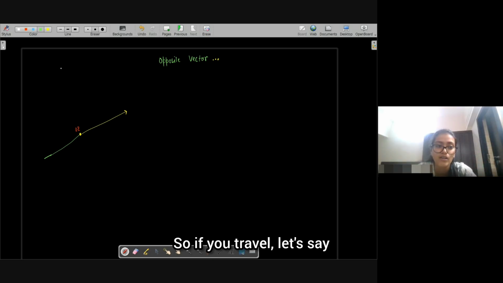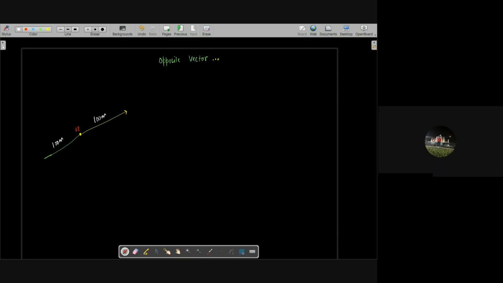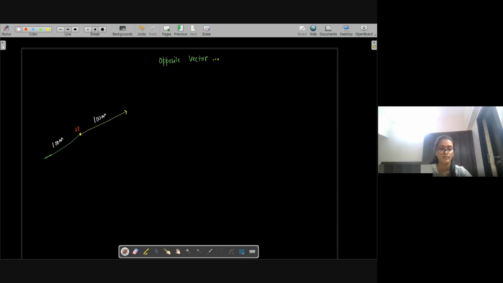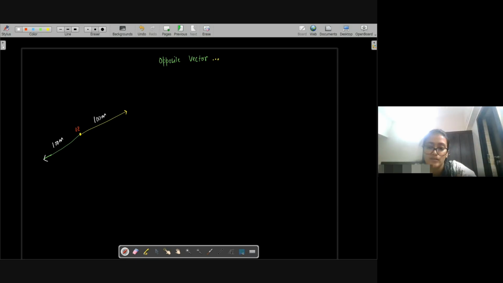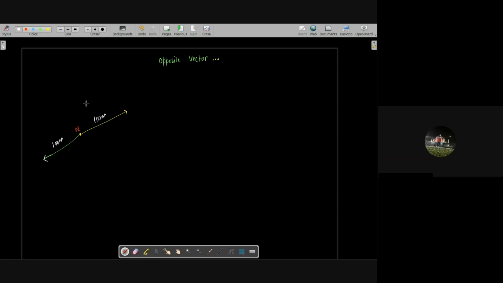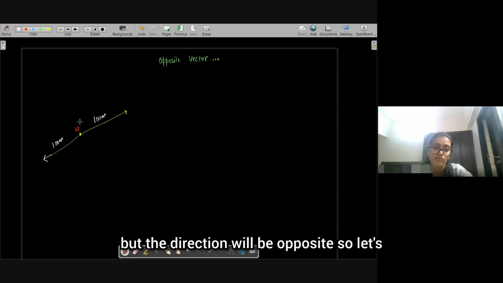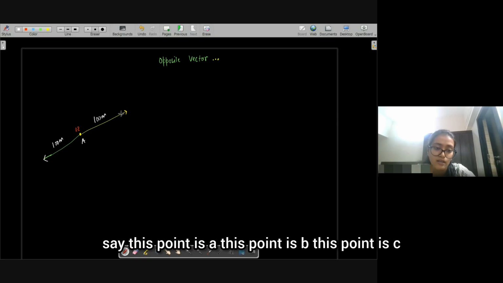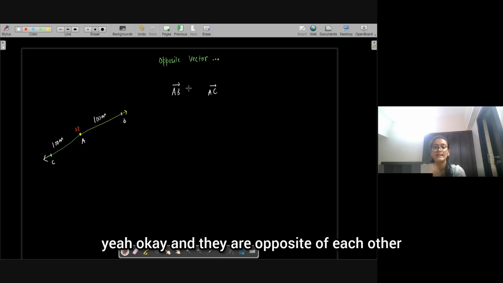So if you traveled, let's say, 100 meters, your friend also traveled 100 meters. Both of you traveled in opposite directions. So your vector and your friend's vector are called opposite vectors. Just remember, the magnitude will be the same, but the direction will be opposite. Let's say this point is A, this point is B, this point is C. You have two vectors, AB and AC, and they are opposite of each other.